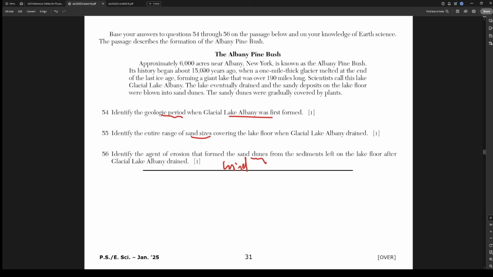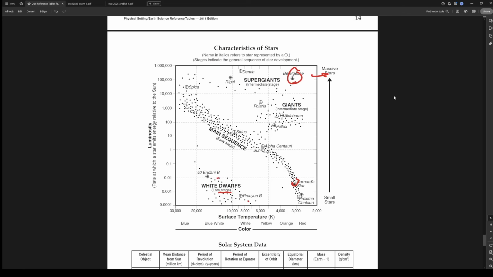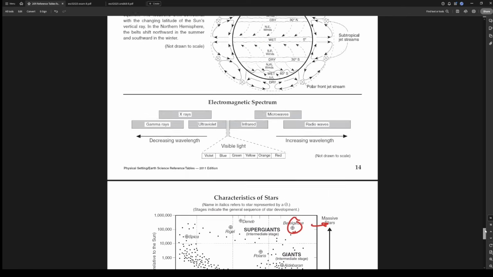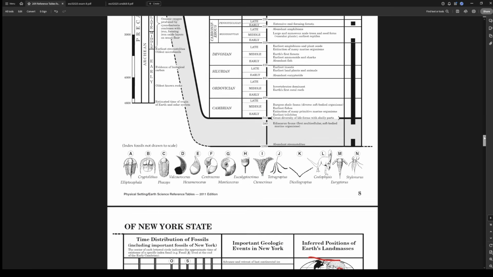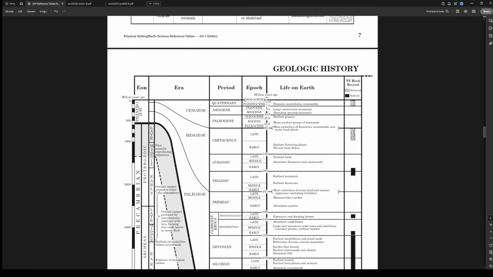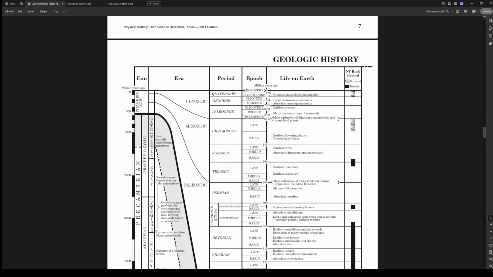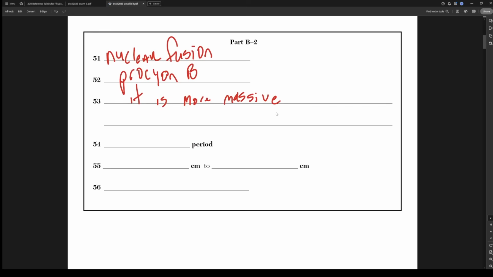Glacial Lake Albany was first formed. So it says this 15,000 years ago. So I need the geologic time period that's 15,000 years ago. So we're going to go to the reference table. Go to here. 15,000 is really recently, and they want time period. So it's going to be the Quaternary period right there. And then we'll write it in.